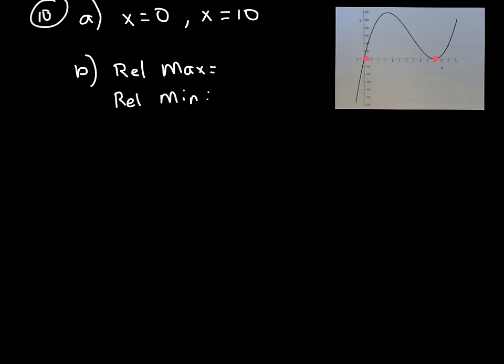Okay, so let's see. The relative max is right here. And you can probably see it better on your paper than you can on here. But I estimate that to be at 3, 600. And the relative minimum is actually right here. Okay, so this is our maximum, this is our minimum. And the minimum I estimate to be at 10, 0.